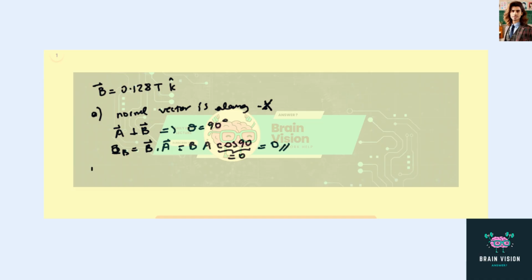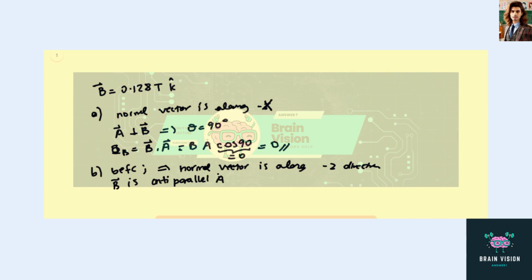So in part B, we were asked to calculate the flux through BEFC. For this case, the normal vector is along the negative z direction, which means B is anti-parallel with respect to the area vector, which means the angle between them is going to be 180 degrees. So let's put this information in the flux equation, B times A times cosine 180, which gives you -1. Then we simply have the negative of the magnitude of the magnetic field times the area.